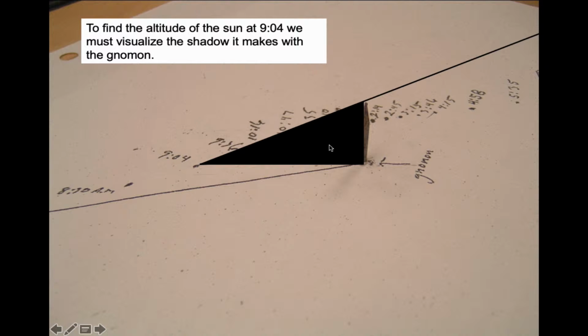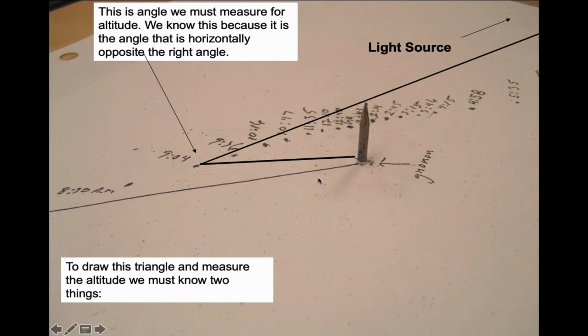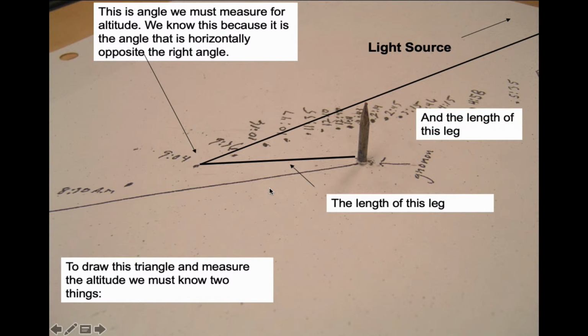Because this makes a triangular shadow, this gives us a way to measure altitude and put a number on it. All we need to do is measure this angle, and that's how we measure altitude in astronomy: the arc of its angle off of the ground. We just have to know two things: the length of this base leg right here, and the height of the gnomon, which is written on all shadow plots.